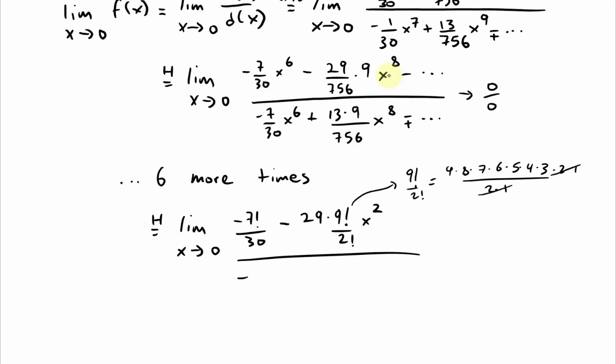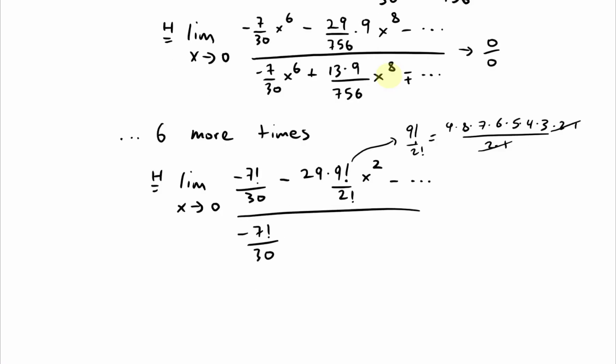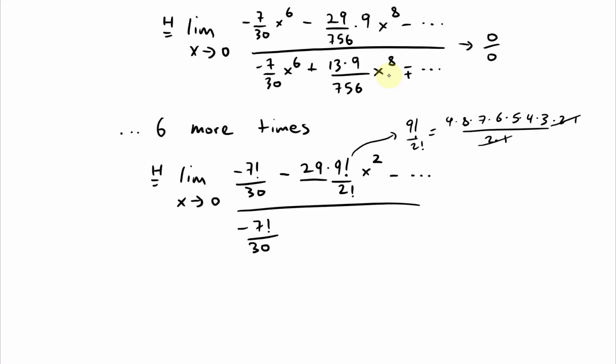Divide this by negative 7 factorial, and then x to the 0 or 1. And then it's going to be minus dot dot dot. And also put this 756. Now the next one is going to be plus 13 over 756 times exactly the same thing, 9 factorial over 2 factorial. This is going to be x to the 2, and it keeps going on and on, then minus plus alternating dot dot dot.